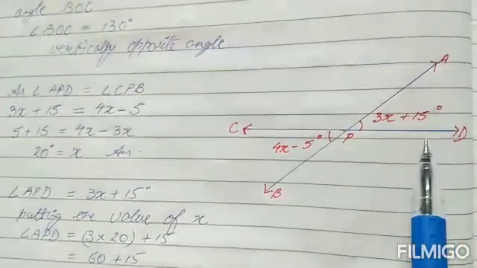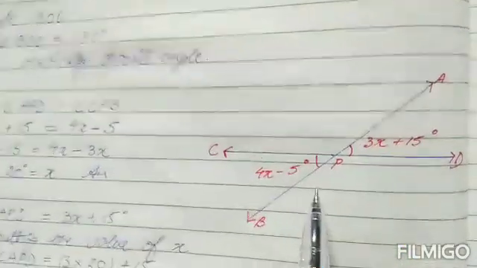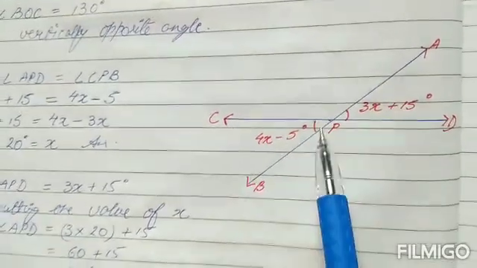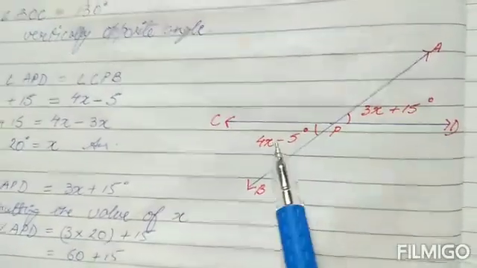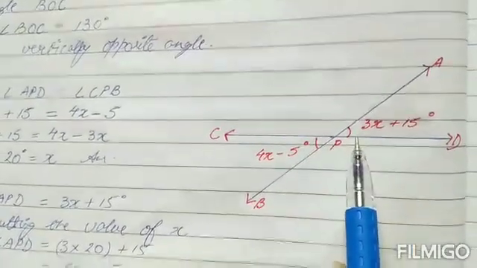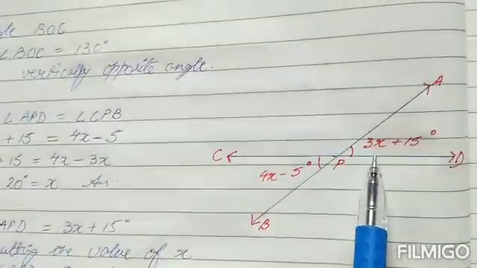Then we have to calculate a couple of things. First of all, we have to calculate the value of x. How are you going to do it? Now looking at the figure, because both of them are straight lines intersecting at point P, this angle and this angle are vertically opposite angles, and the value of vertically opposite angles will be equal. So we can equalize both the angles to calculate the value of x. That is what we have done. 3x plus 15 is equal to 4x minus 5.